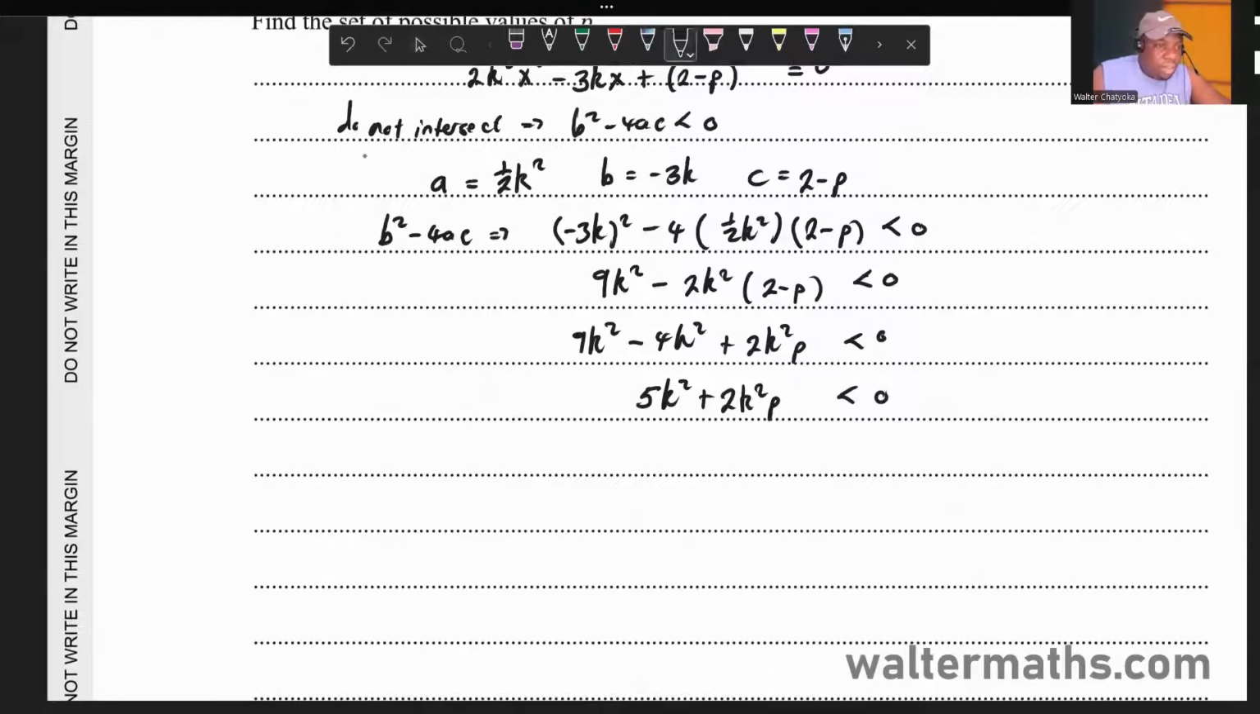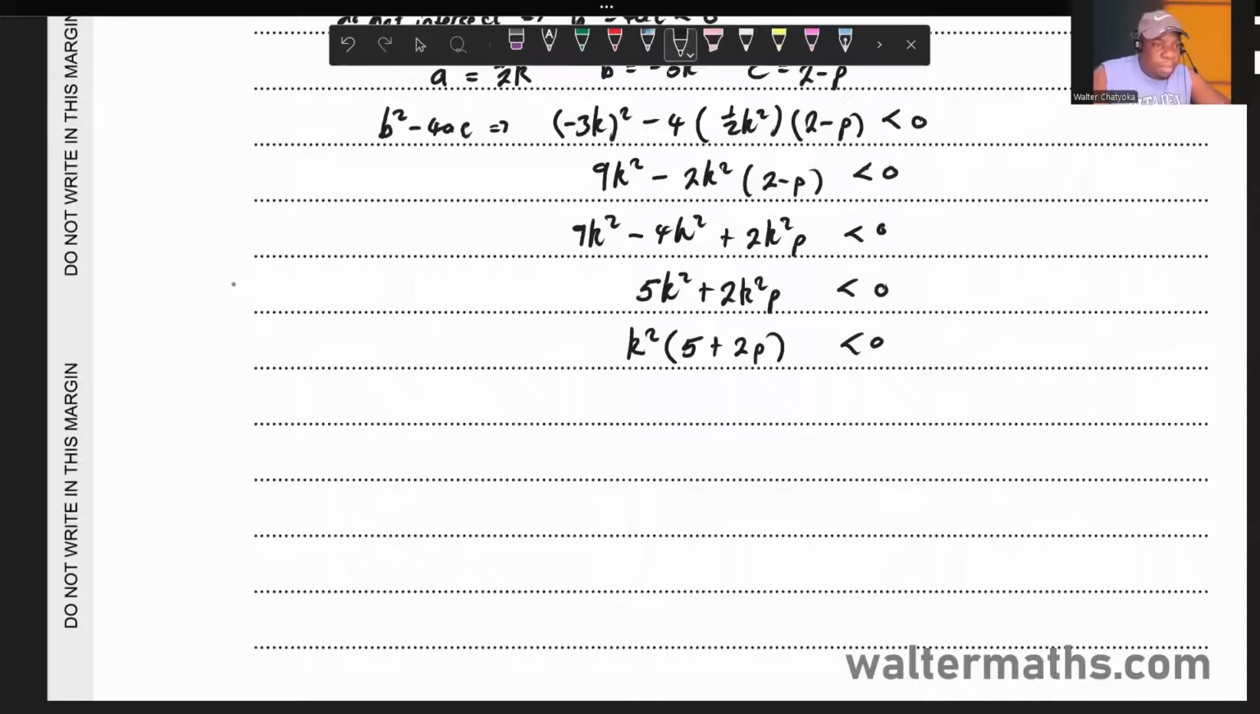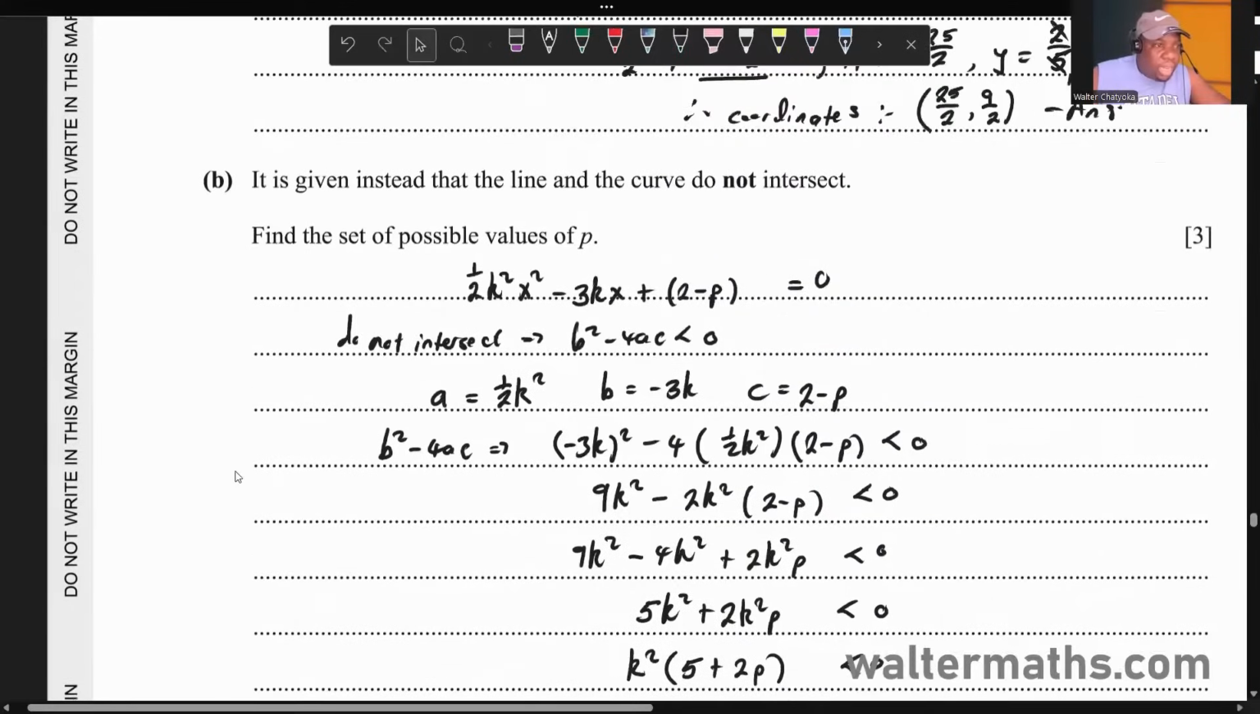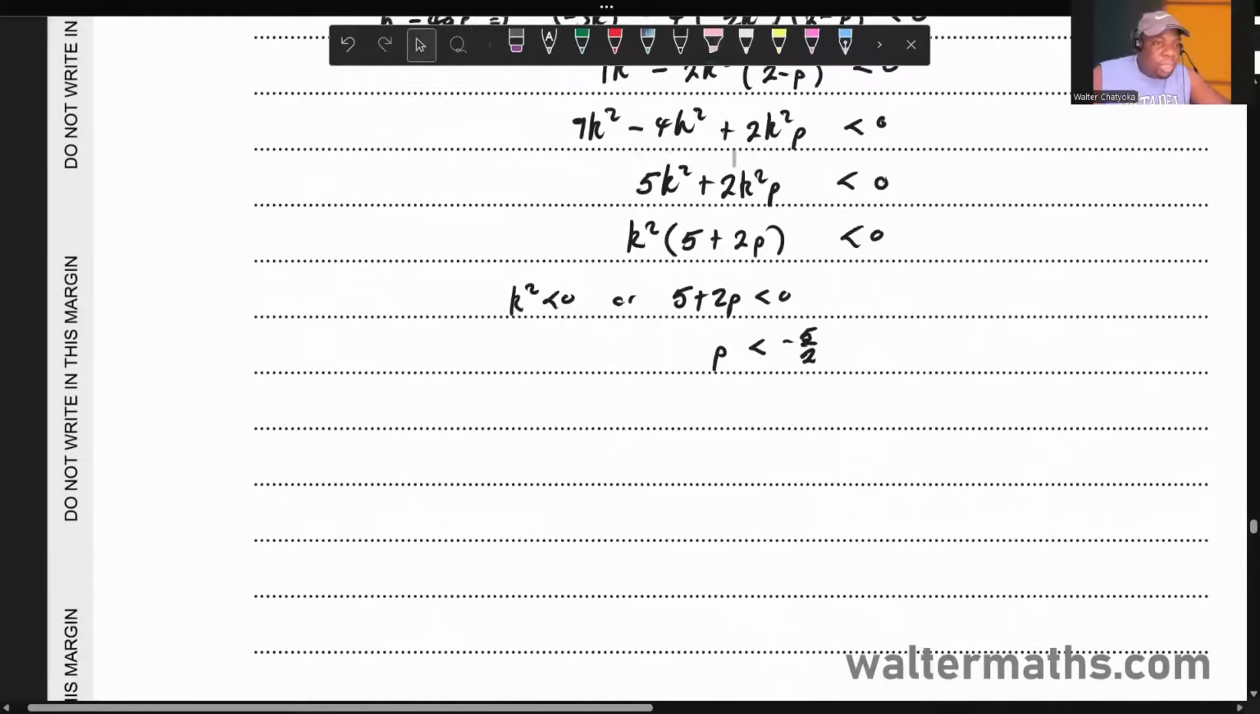I'll factor out k squared. All right, so if we do, we'll be having 5 plus 2p being less than 0. All right, so here it's either k squared is less than 0, or 5 plus 2p is less than 0, where p comes out being less than minus 5 over 2. Right. So the question was saying, find the set of possible values of p. So we're going to make use of this. All right. This one here. That's the answer. Let's move on.